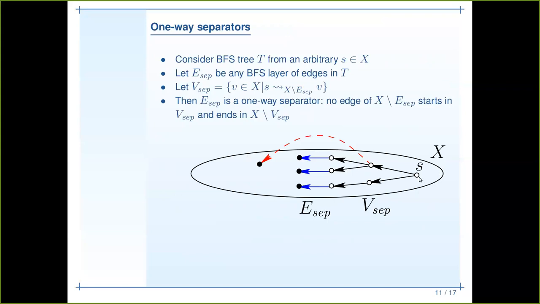Let's pick an arbitrary root vertex S and grow a BFS tree inside X here. Now pick a certain BFS layer, let's call that E_sep. So we pick the third layer in this drawing here, and let V_sep be all the vertices that are reachable from S when you remove these blue edges here. Then you cannot have an edge going from V_sep to the complement of V_sep. So this red edge cannot exist because this is a BFS tree. So that's what I mean by a one-way separator. You cannot have edges from the right side here to the left side.